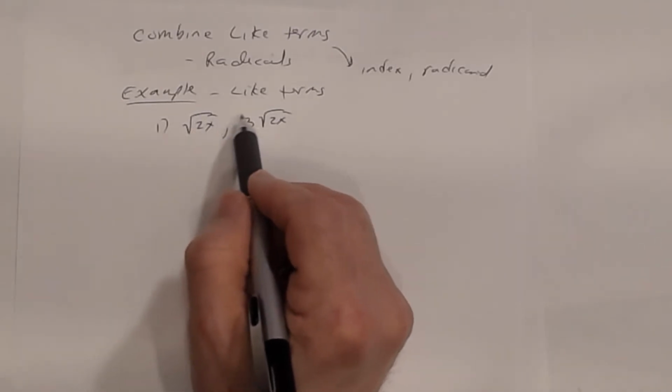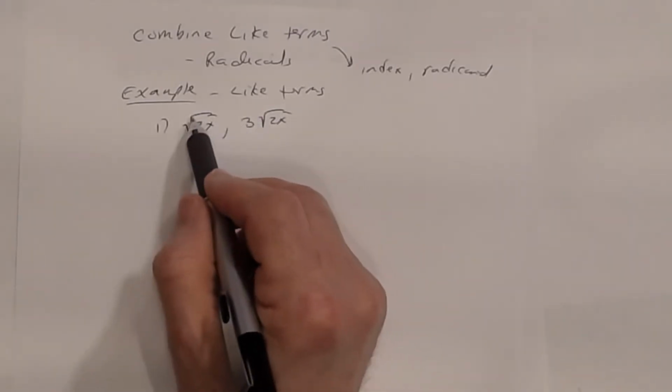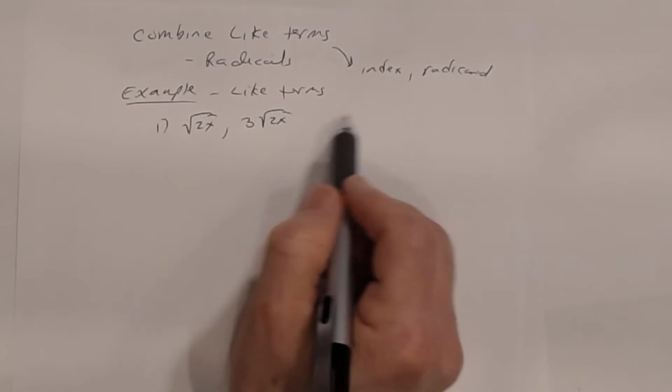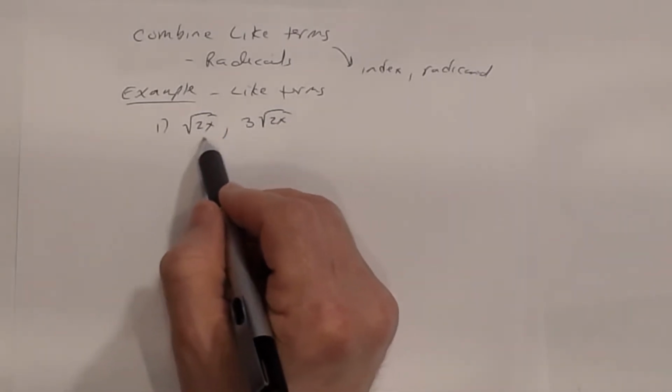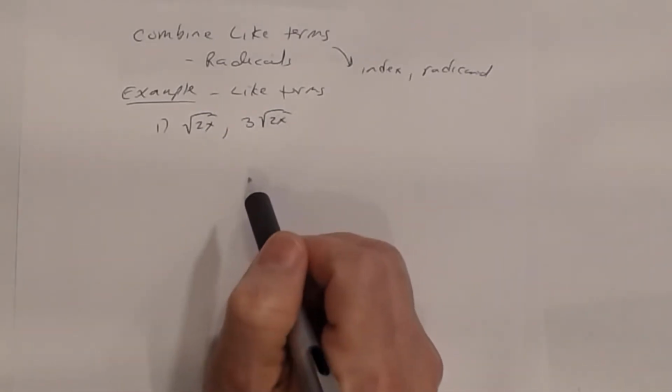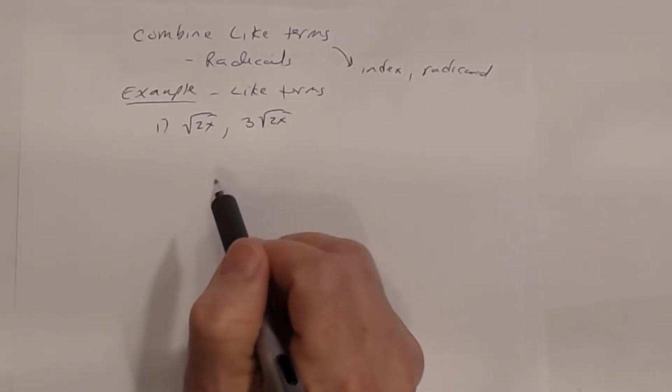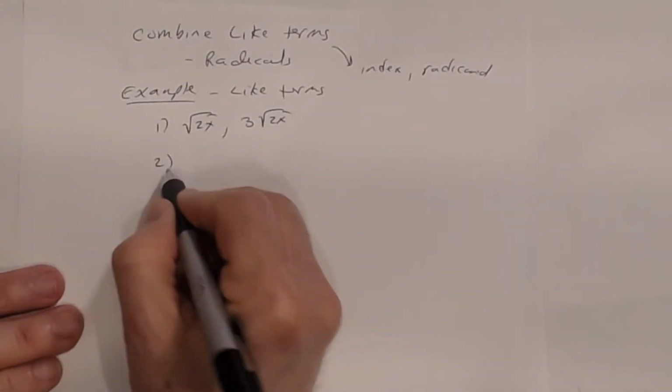The index both have to be alike. So those are both 2's, square roots. And then the radicands have to be the same. Square root of 2x, square root of 2x. The radicand is 2x, 2x. Okay? Let's look at another one.